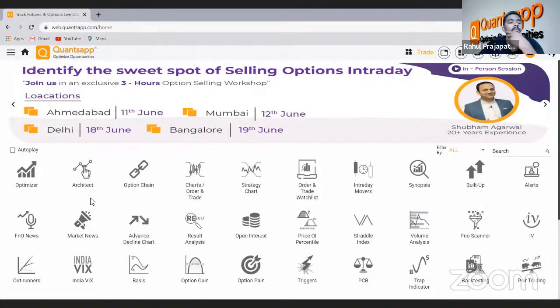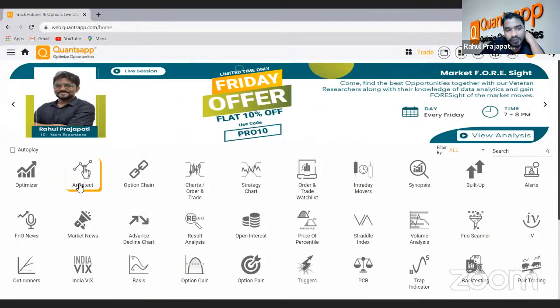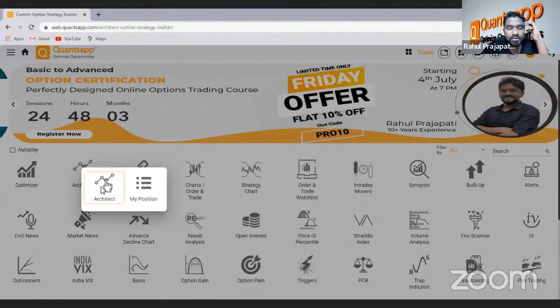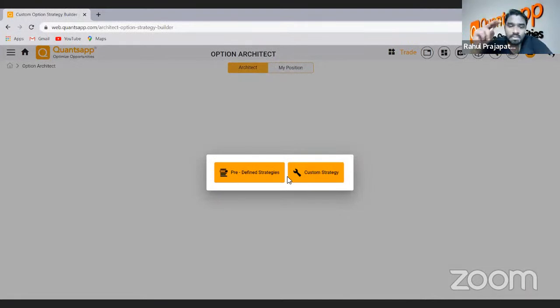Now, what we need to do is understand how to create a strategy first. So we'll go to the architect function. There are 2 options here: predefined strategies and custom strategies. If you have a view on any particular stock, you can simply use the predefined strategies, or you can create your own strategies and make custom strategies also. So I'll go to the predefined.